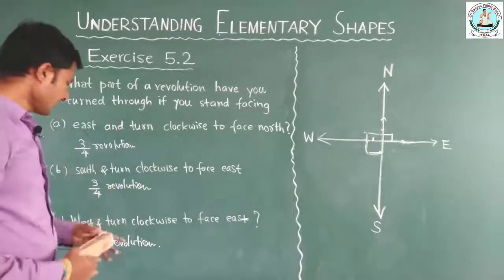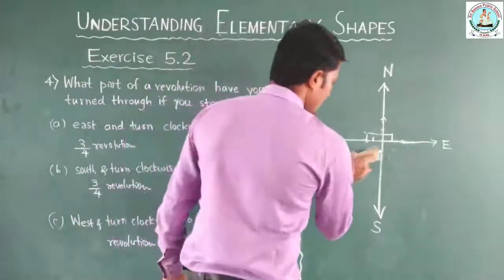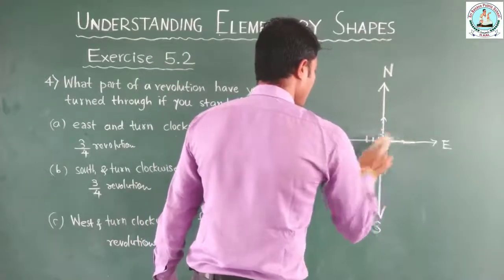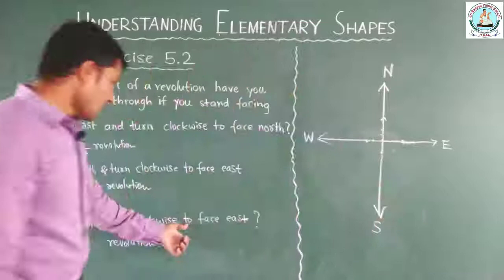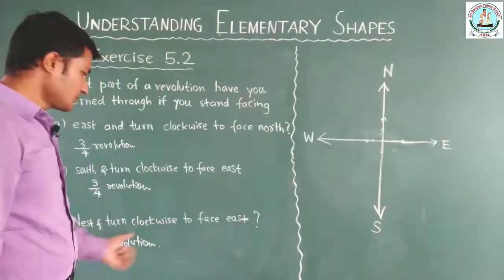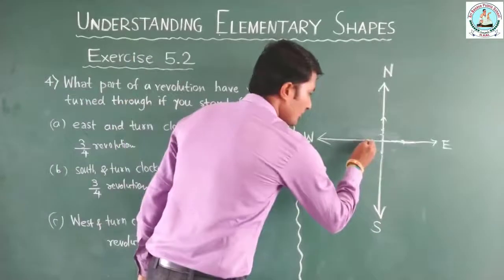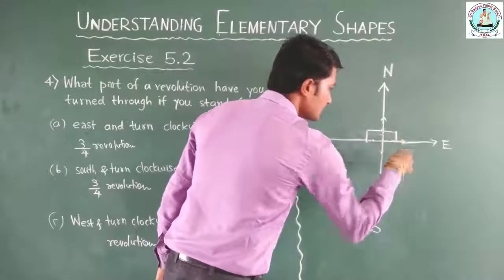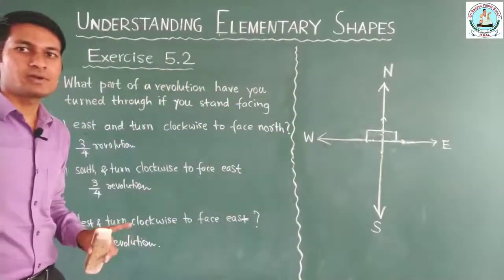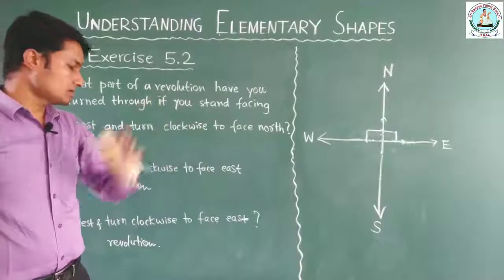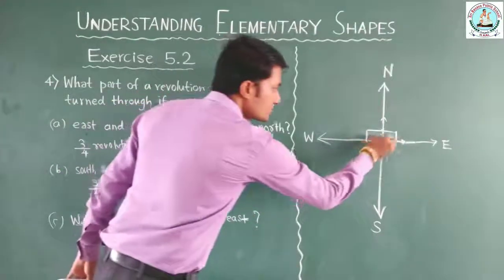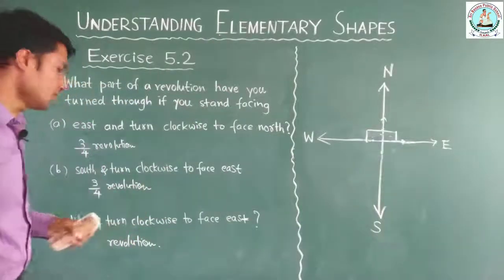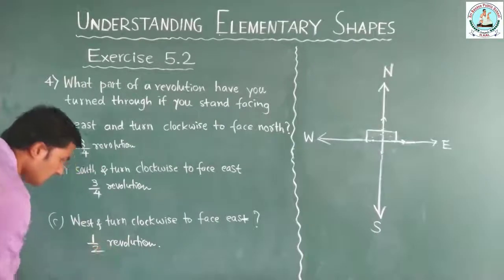Your next question is, right now your starting point is that you are facing west direction and you need to turn clockwise to face east, west to east. So right now you are facing west direction and you have to reach east. Then what part of the revolution have I turned through? So it is half, because 2 right angles. So 2 right angles means 180 degree. So 180 degree means it is half revolution. So that is half revolution.